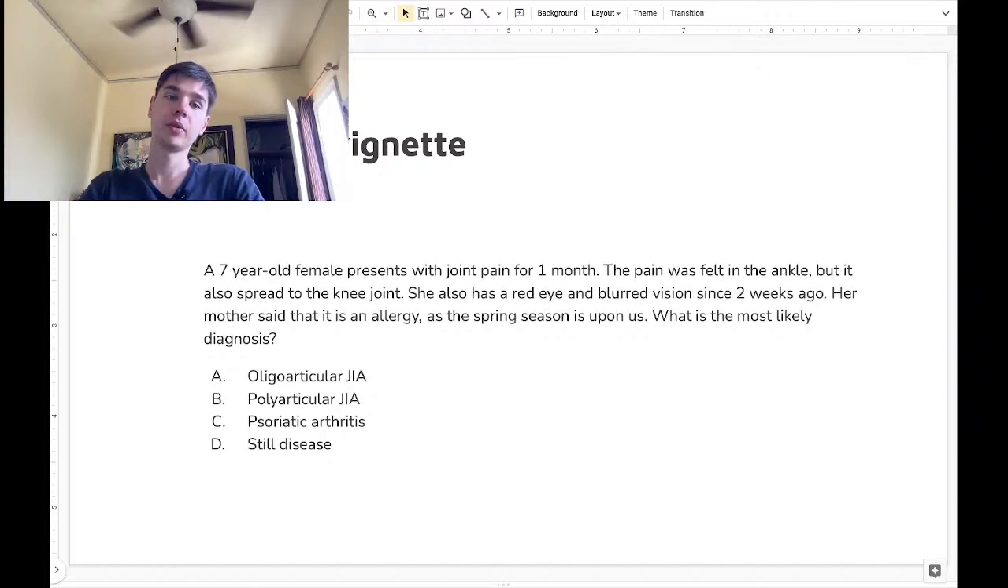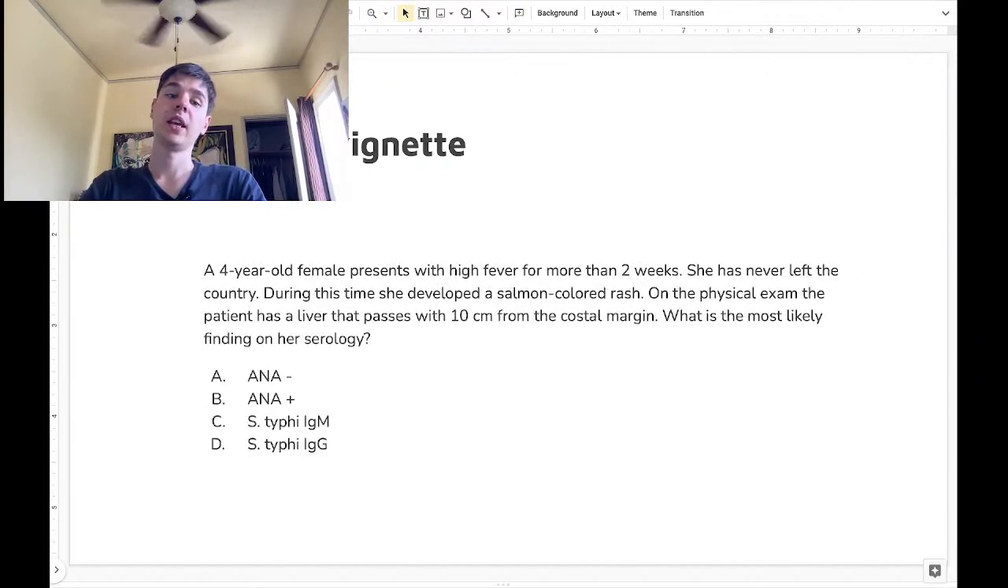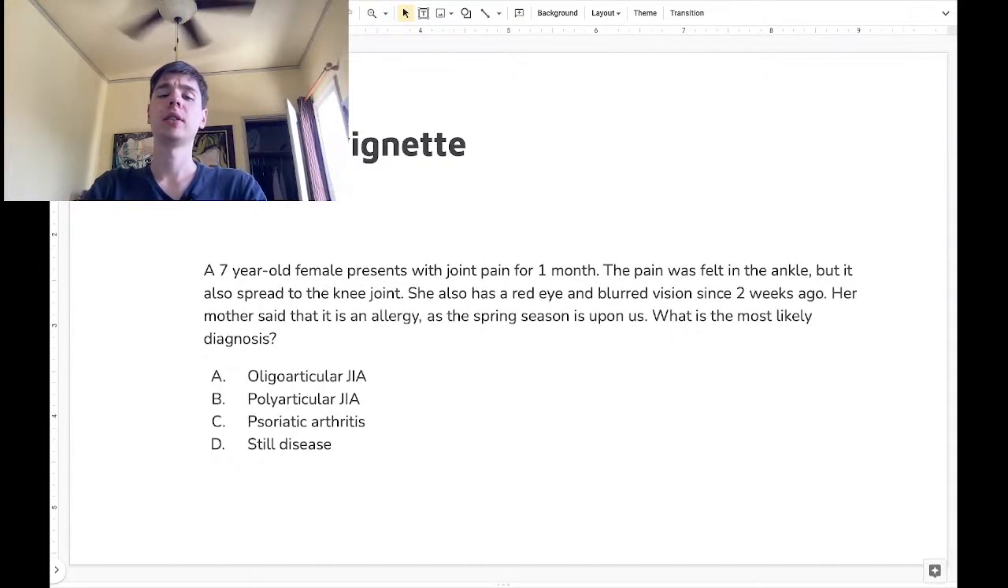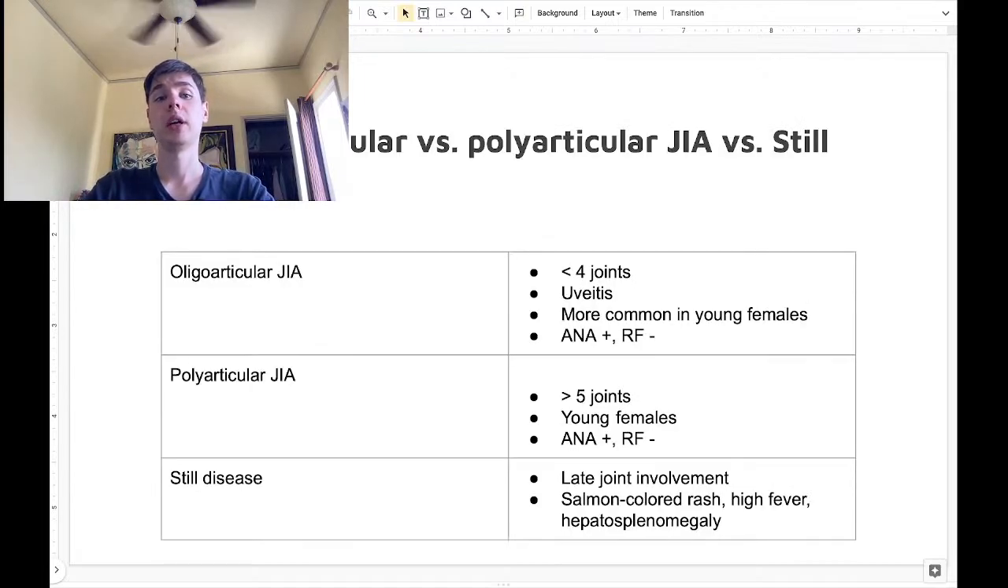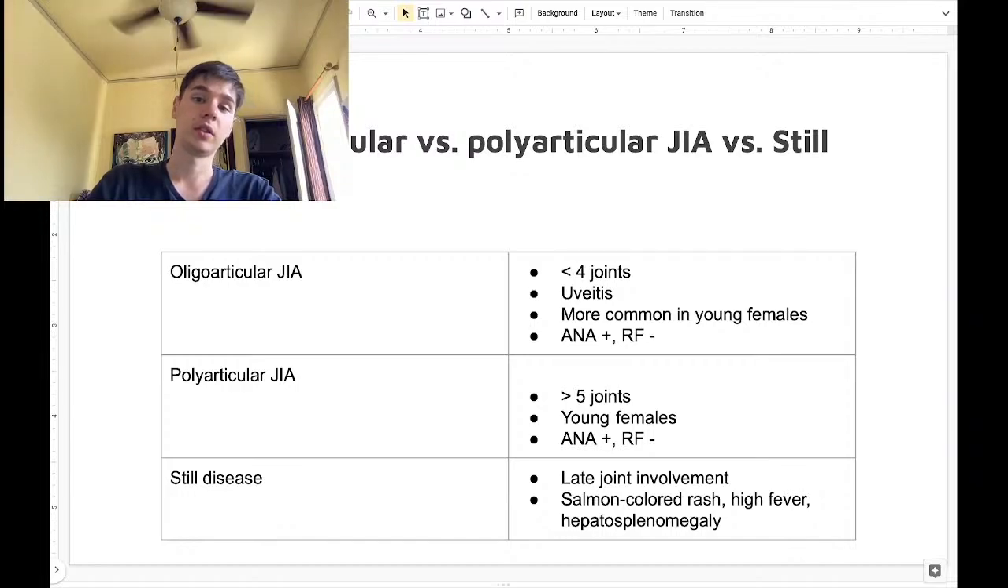Let's see the answers. So the answer for the first vignette is an ANA positive test, while the answer to the second vignette is an oligoarticular JIA. Okay, let's discuss a bit the differences between oligoarticular, polyarticular, and Still disease. An oligoarticular juvenile idiopathic arthritis involves less than 4 joints. It typically presents with uveitis and is more common in young females. On serology, there is a negative rheumatoid factor and a positive ANA.